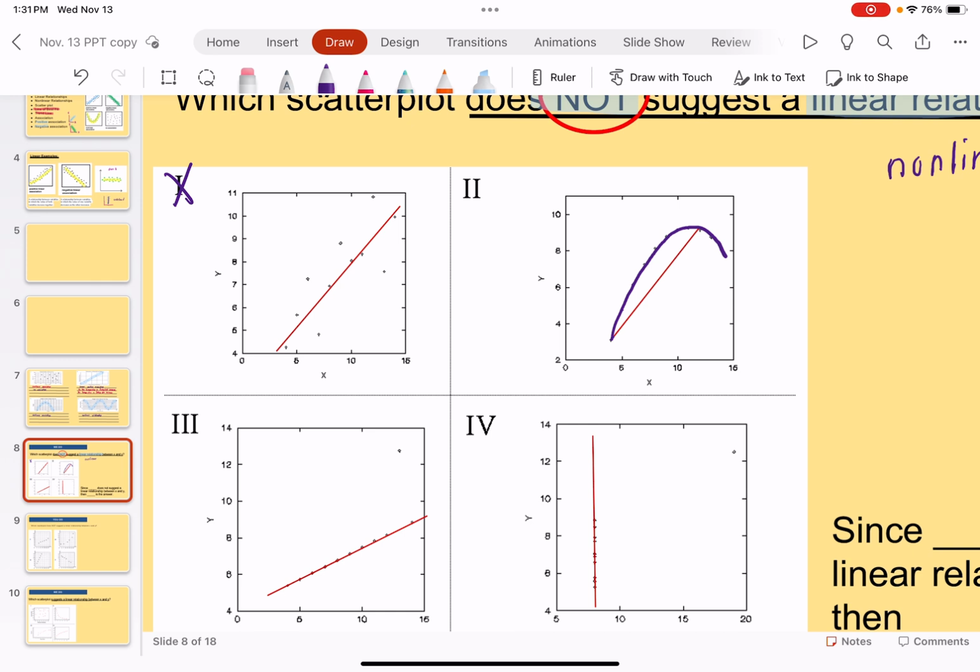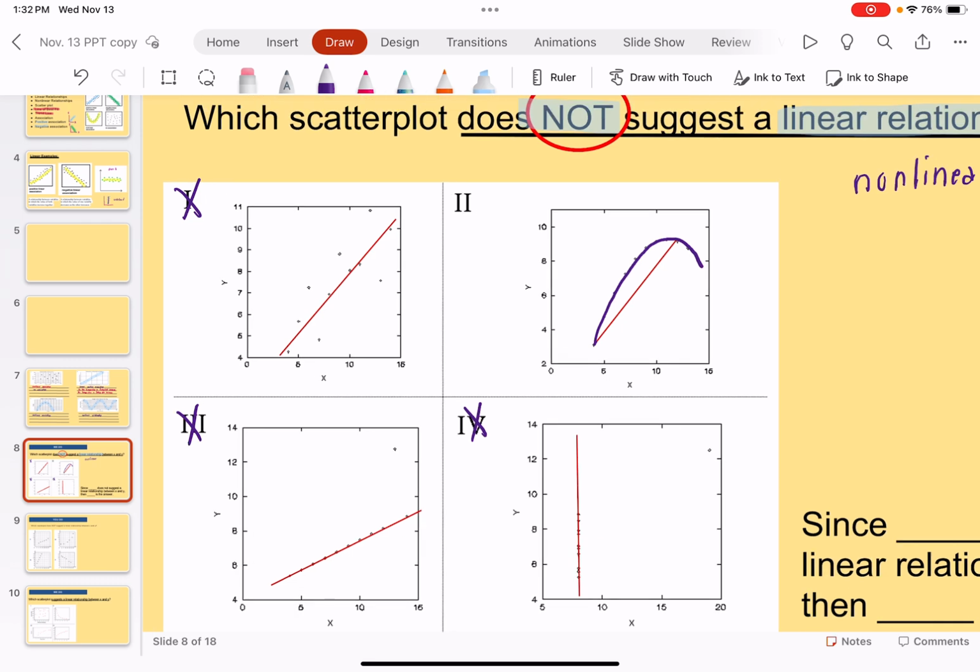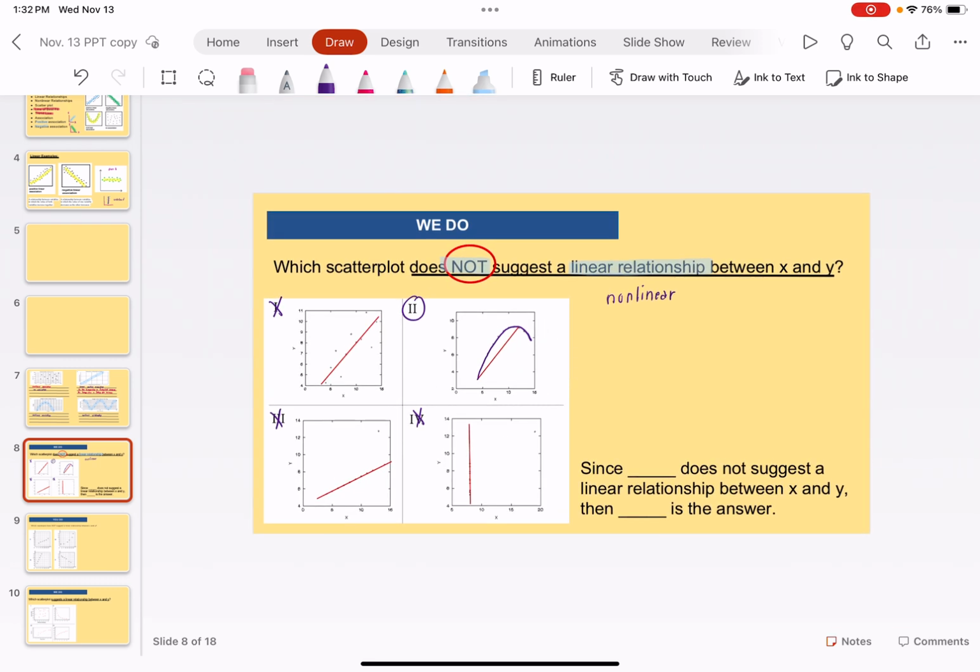Let's compare number 3 and 4. Number 3 is straight linear, right? Like all the points, it's a strong linear relationship. All the dots are on the point or on the line. And then for number 4, you can see that, again, this is a strong linear relationship because all the ordered pairs, all the dots are on the line. And remember, the slope of vertical lines is always going to be undefined. Okay, so our answer for this problem is going to be number 2. So since 2 does not suggest a linear relationship between x and y, then 2 is the answer.